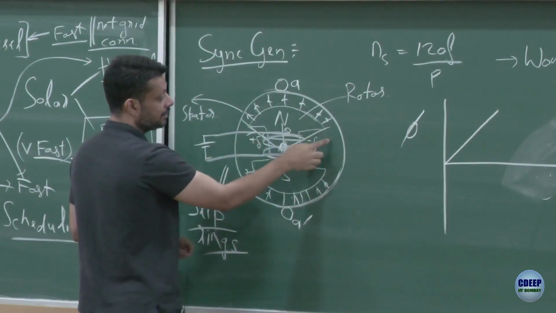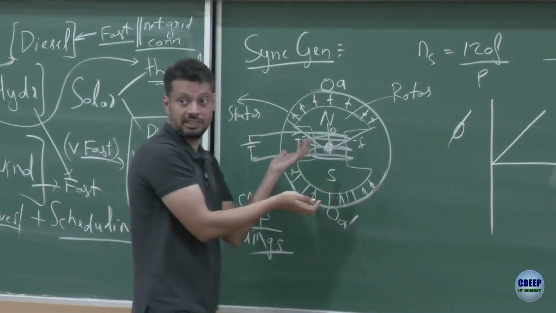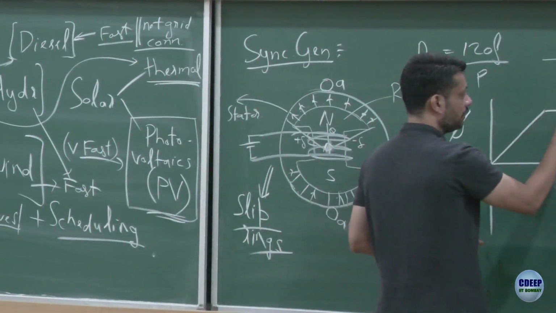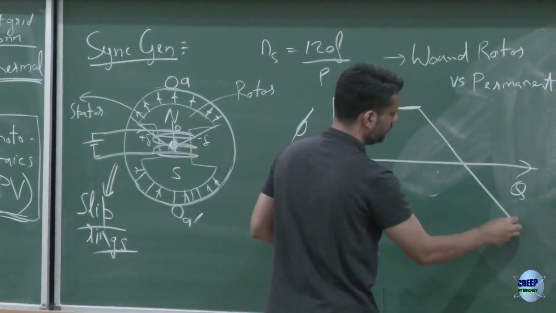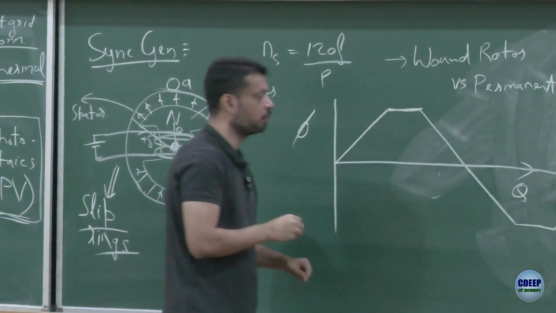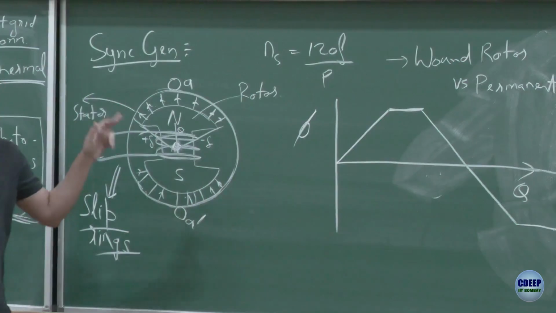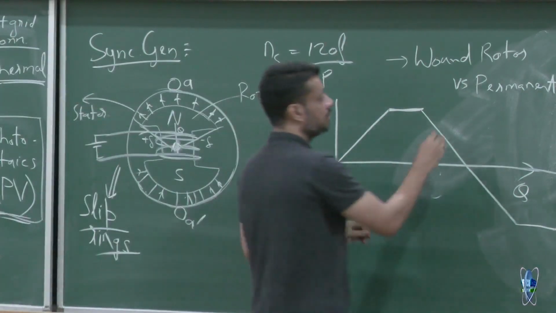After this point, this is blank. So even if you are rotating, the flux is not changing for some duration, and then again it will start reducing, and then again it will be blank, and then again it will start increasing. This is how the flux would look like if I assume what I would term a uniform air gap flux density. Uniform air gap flux density.